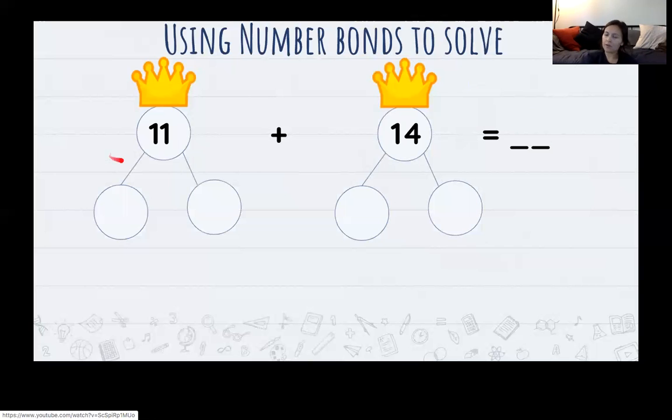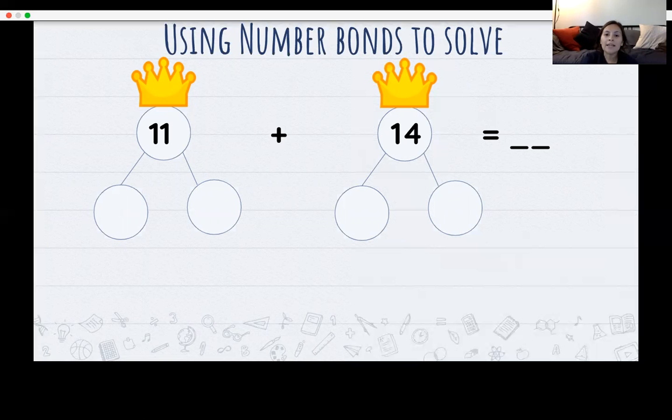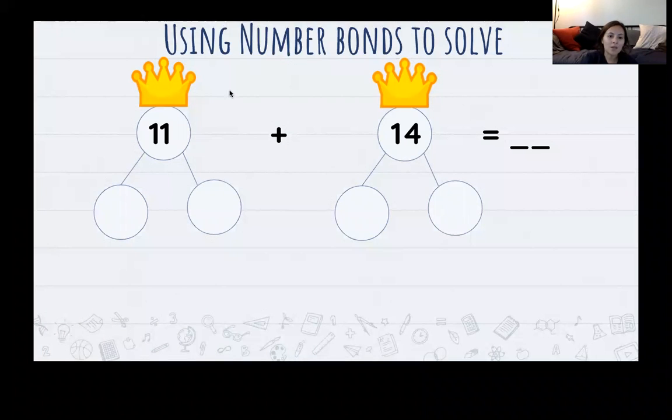So here I have, go ahead and read the number sentence to yourself. It says 11 plus 14 equals blank. We're going to try and figure this out by breaking it up and making our number bonds broken up by tens and ones. So how can I break up the number 11? How can I say it the ten way? You're right, 1 ten and 1 one.